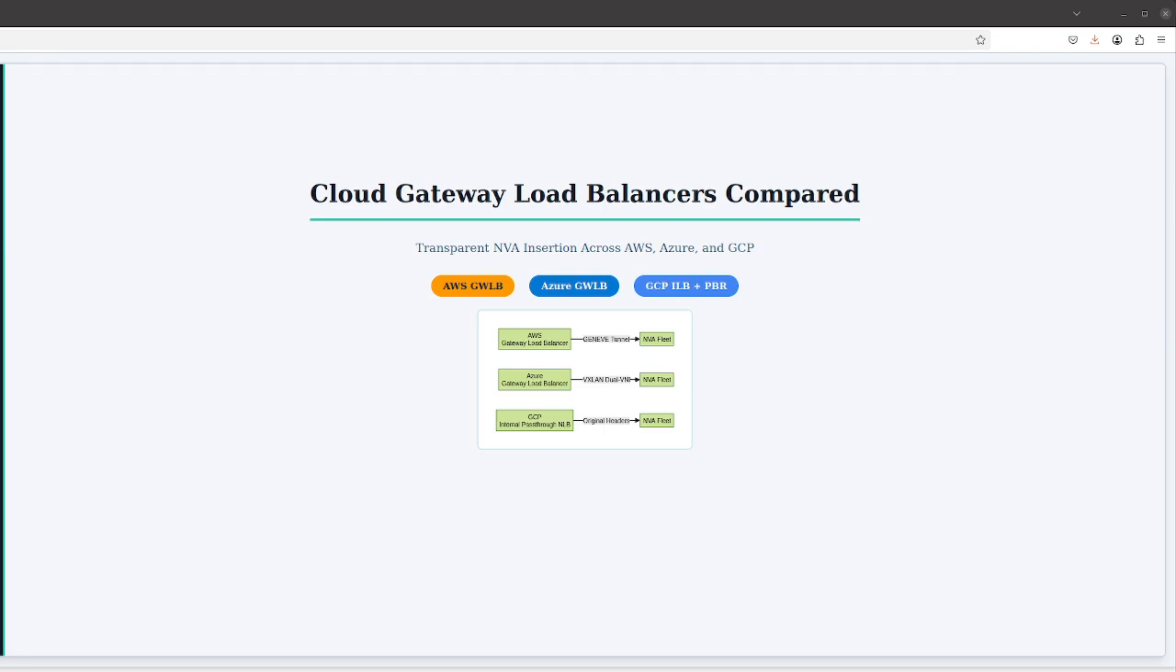By the end of this series, you will be able to design inline security architectures on any of the three platforms and understand the trade-offs that inform your choice.